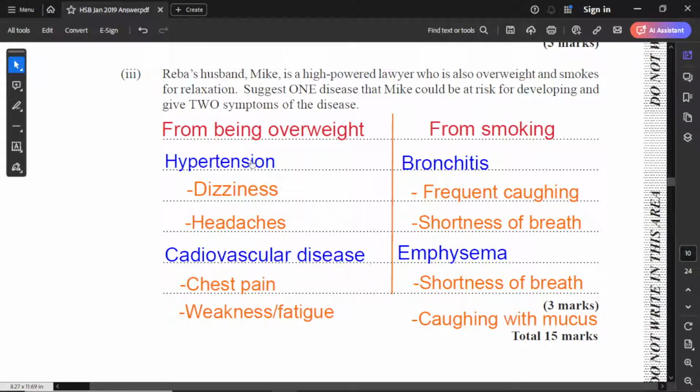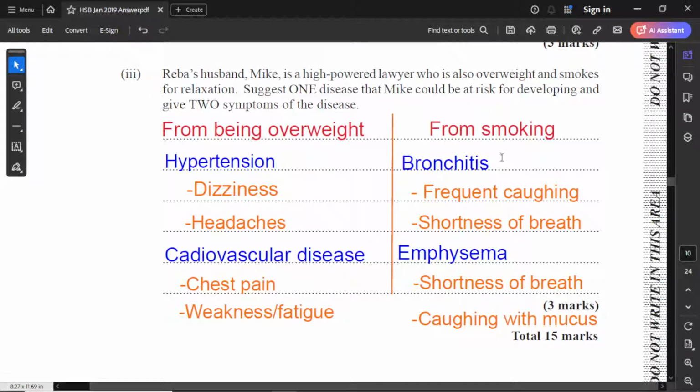And so you can talk about hypertension, you can talk about bronchitis, you can talk about cardiovascular diseases, and you can talk about emphysema. And so if you write hypertension, then dizziness, headaches are common symptoms for that. Cardiovascular disease, you may have chest pain, weakness, or fatigue most times. Bronchitis is frequent coughing and also shortness of breath.